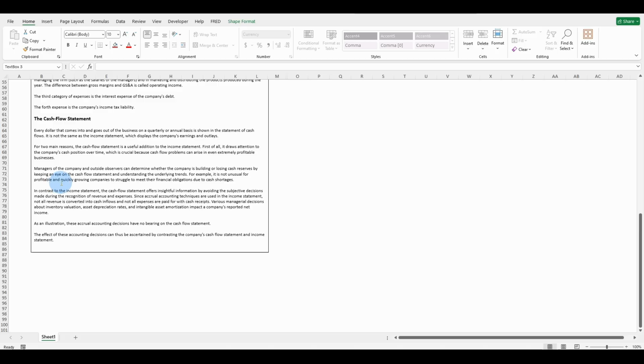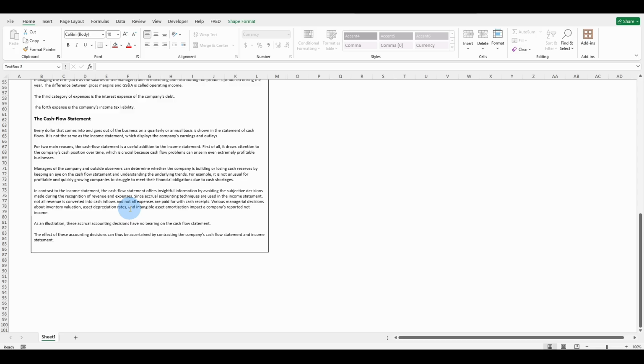For example, it is not unusual for profitable and quickly growing companies to struggle to meet their financial obligations due to cash shortages. In contrast to the income statement, the cash flow statement offers insightful information by avoiding the subjective decisions made during recognition of revenue and expenses. Since accrual accounting techniques are used in the income statement, not all revenue is converted into cash inflows, and not all expenses are paid for with cash receipts.